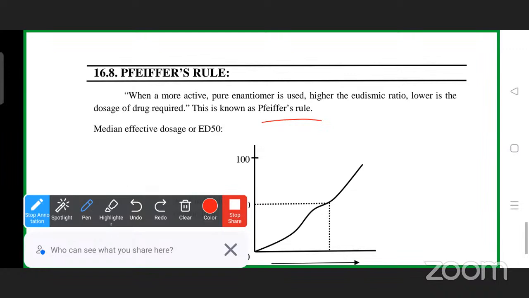So if your eudismic ratio value is high, and you take the eutomer in isolated or pure form, we are not using any distomer along with the eutomer. No combination therapy, no combination treatment here. In that case, obviously the eudismic ratio value will be more. So if the eudismic ratio value is more, you can use low doses of the particular drug.